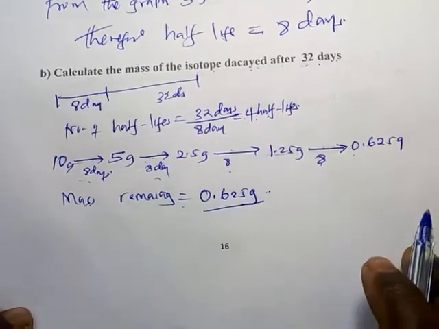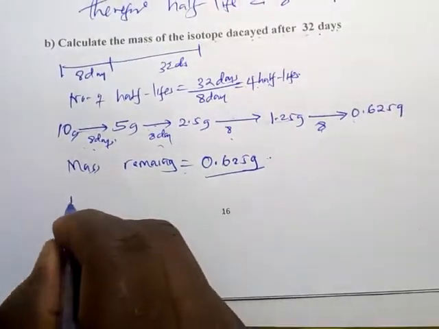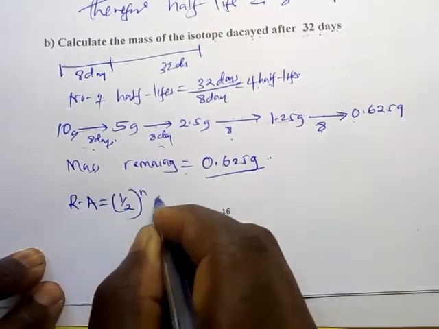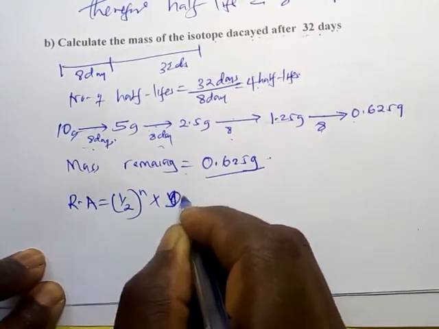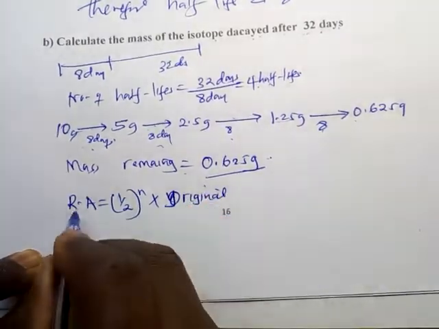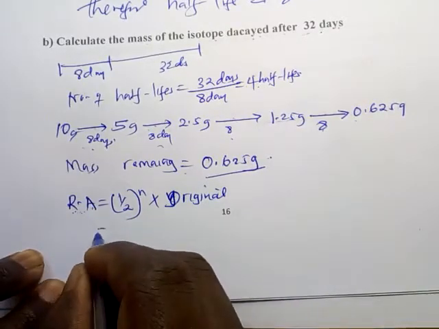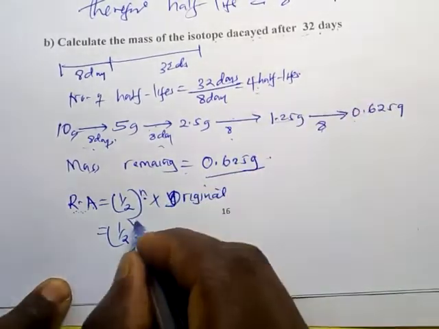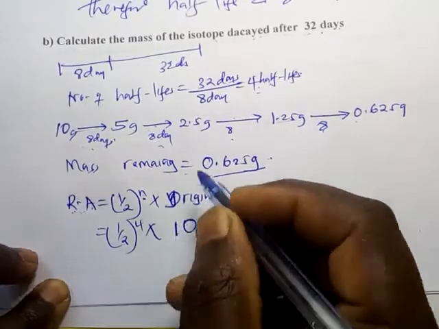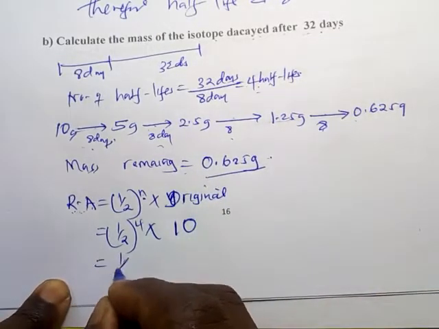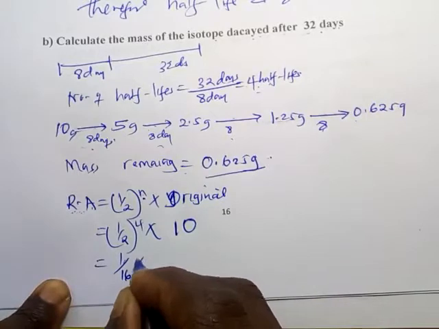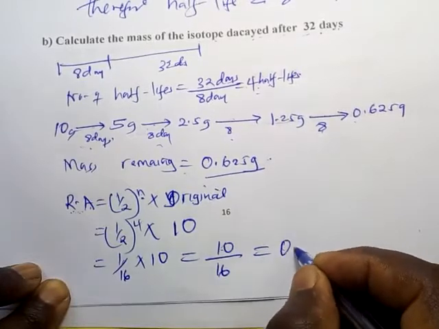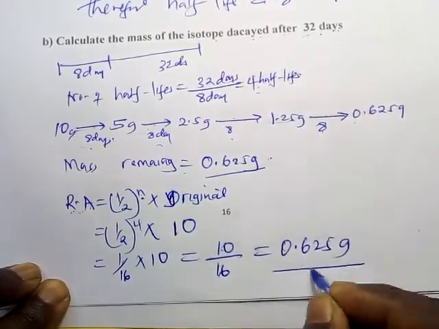As well, you can use the formula which says that remaining amount equal to a half raised to power n times the original. Now we want the remaining amount, which is equal to a half to the power n. N is the number of half-lives, there are 4, times original, which was 10. So this is 1 over 16 times 10. This is the same as 10 over 16. 10 over 16 is simply 0.625 grams.